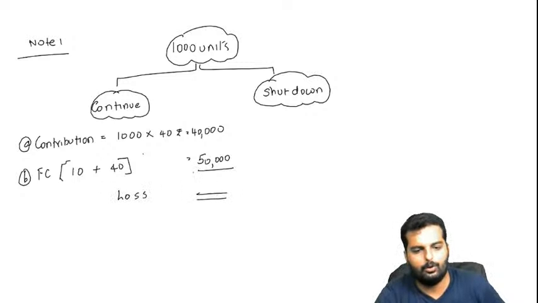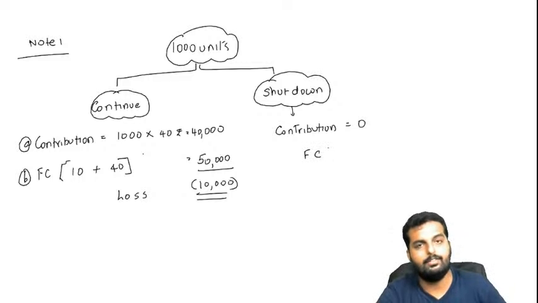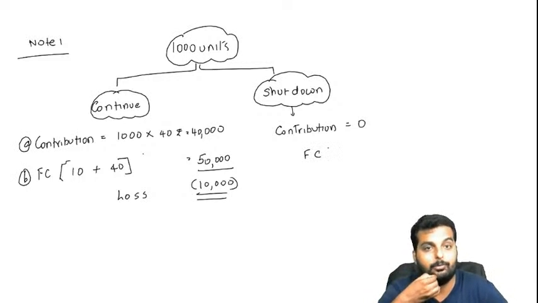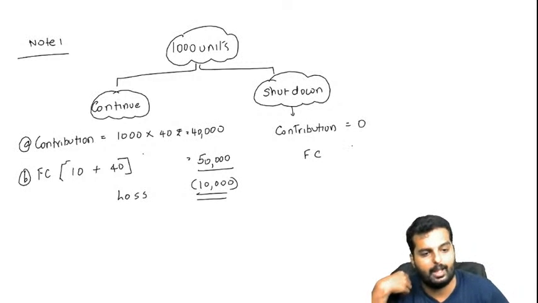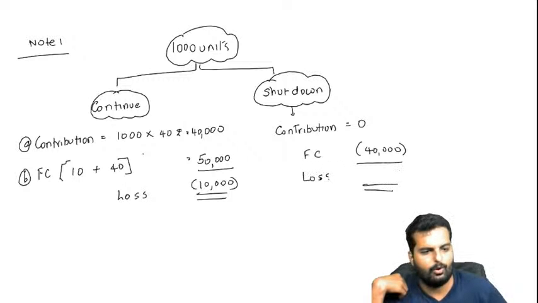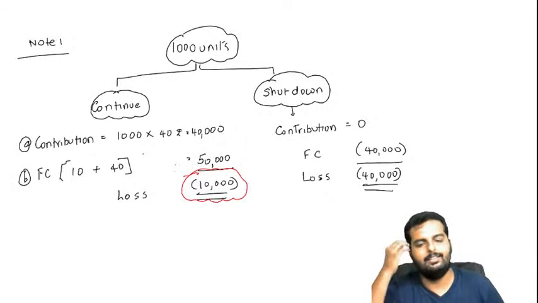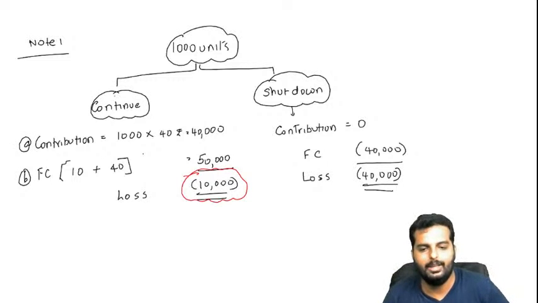So what is the loss I am making over here if I am continuing my business? I make a loss of 10,000. But suppose I am shutting down my business, okay? My contribution becomes 0. My avoidable fixed cost I can remove, but unavoidable fixed cost I still have to pay. Am I right? I still have to pay 40,000. So what is going to be my overall loss over here? My overall loss will be 40,000. So tell me, where am I making lower loss? I am making lower loss over here, and hence this is said to be continue.